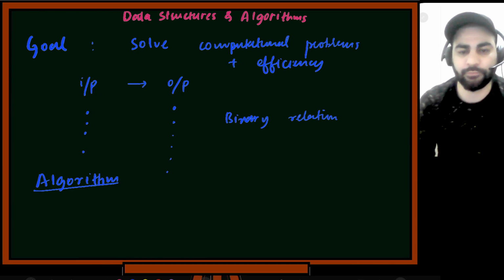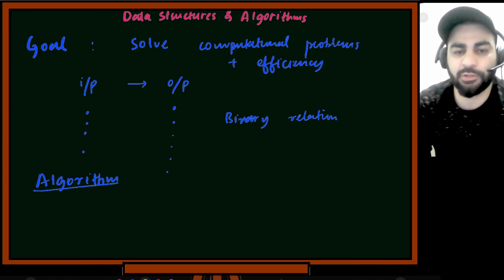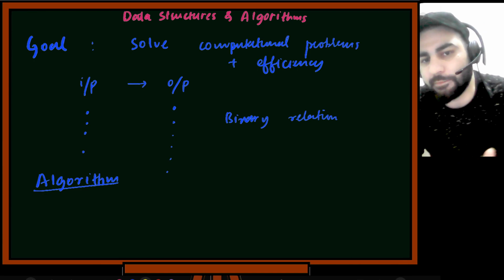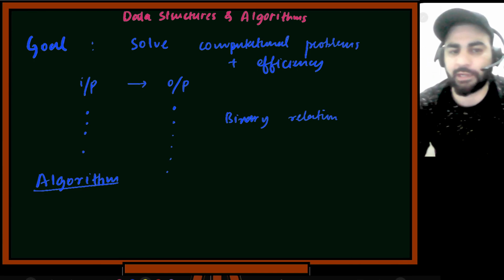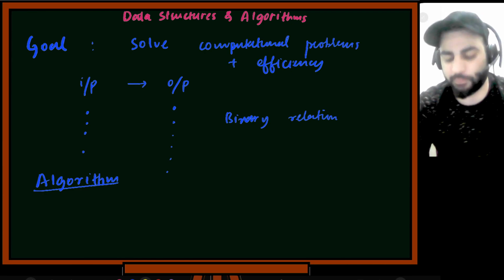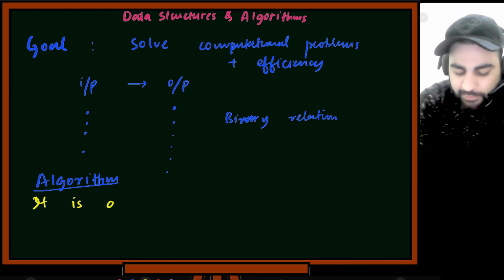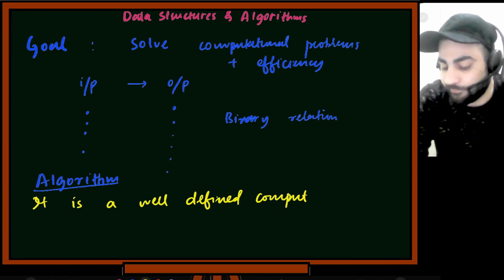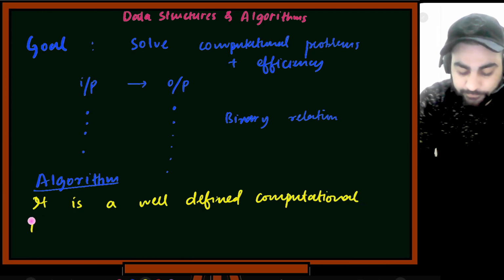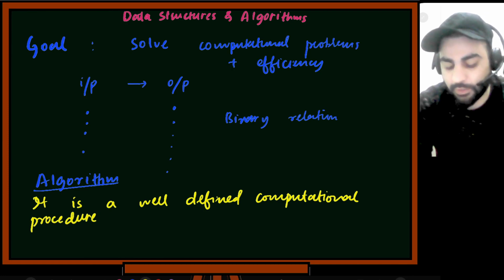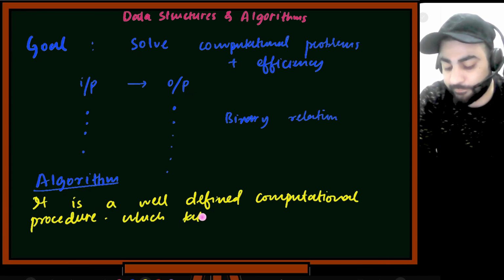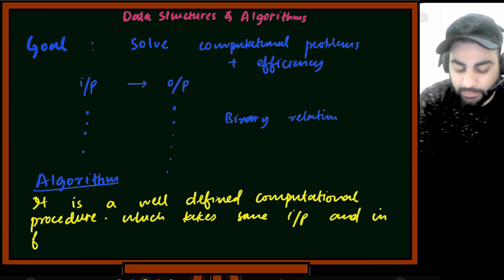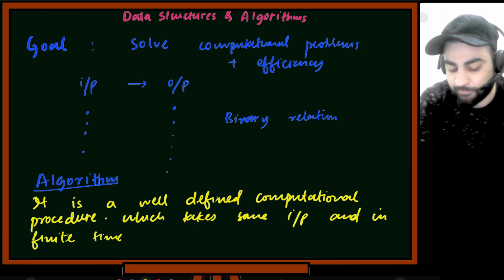I'll keep changing the color so that it looks at least better. Informally, an algorithm is a well-defined computational procedure that takes some input and, in finite time, gives some output.